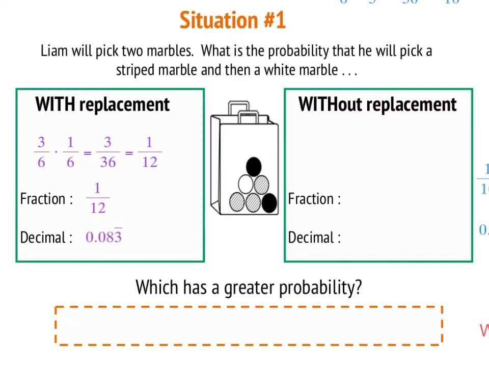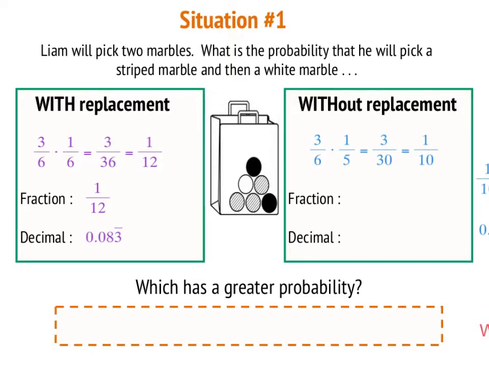Now let's do it without replacement. So again, he's going to reach in, he's going to grab a striped marble, he's going to then set it aside because we're doing it without replacing it, and then he's going to reach in for the white marble. The first time he reaches in, again, there'll be 3 striped marbles, so 3 out of 6, and then he'll go back and reach for the white marble. However, when he goes for the white marble, he'll have removed one of the striped marbles, leaving only 5 marbles remaining. So the first time he reaches in, he's got a 3 out of 6 chance. But then he's going to reach in and find only 1 out of 5.